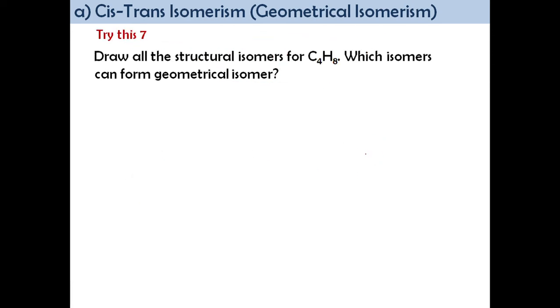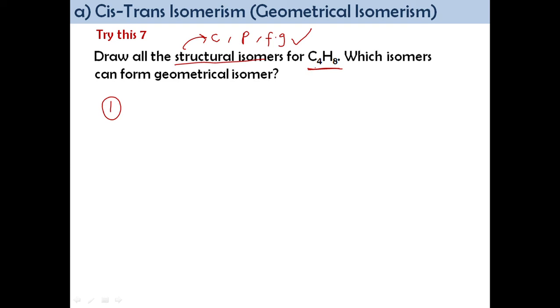Okay, so untuk try this 7, we have C4H8 tapi soalan minta structural isomer. Okay, structural isomer adalah yang kita belajar di part 1 iaitu chain, positional, functional group. Okay, so I want you to list all of the structural isomer for C4H8.